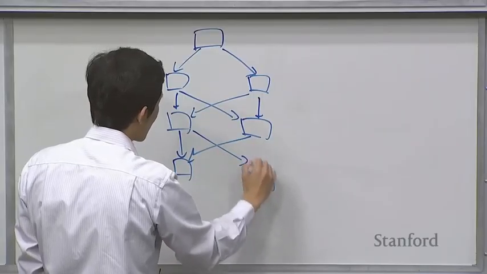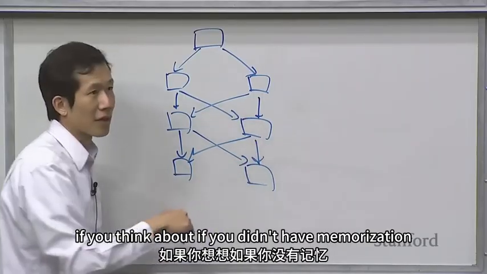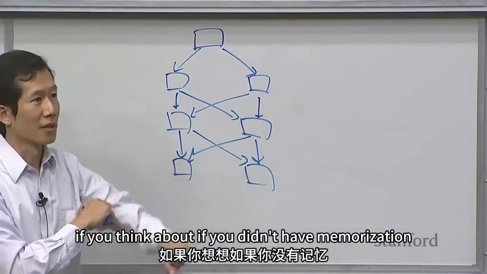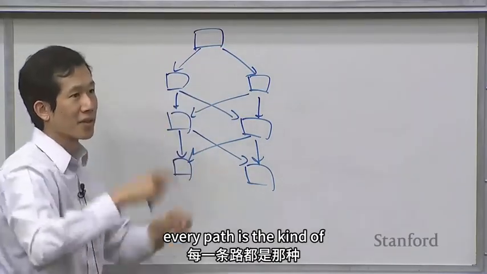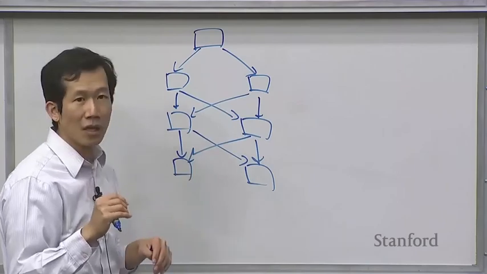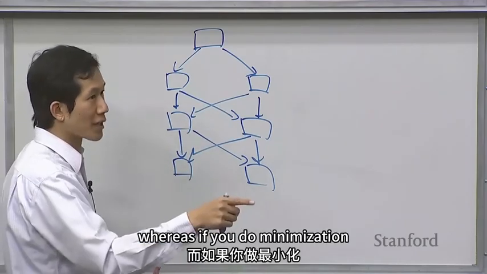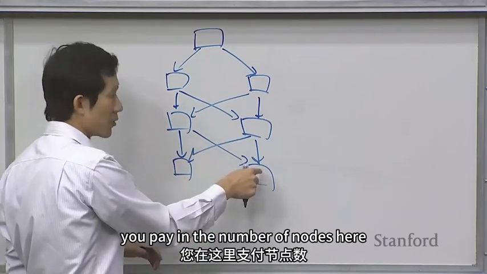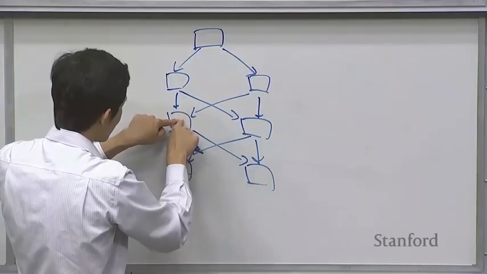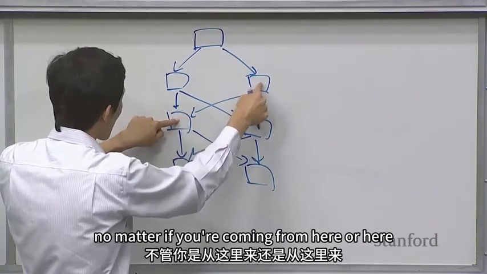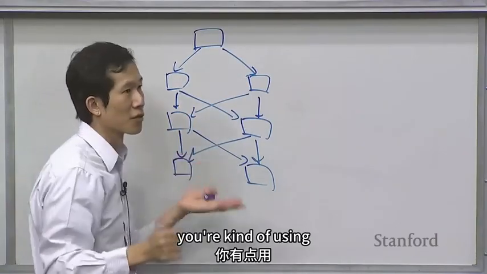If you didn't have memoization, you would just be paying for the number of paths. Every path you have to compute from scratch. Whereas if you do memoization, you pay in the number of nodes here, a lot of which is shared. Like here, once you compute this, no matter if you're coming from here or here, you're using the same value.